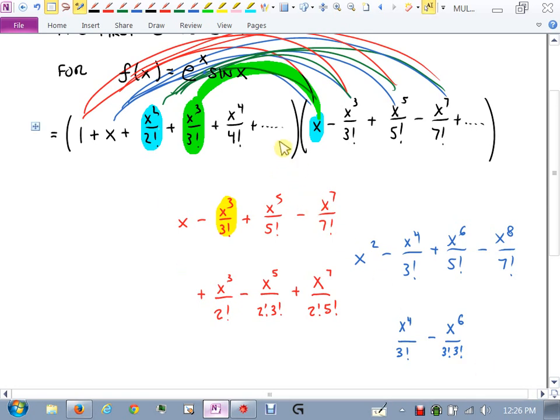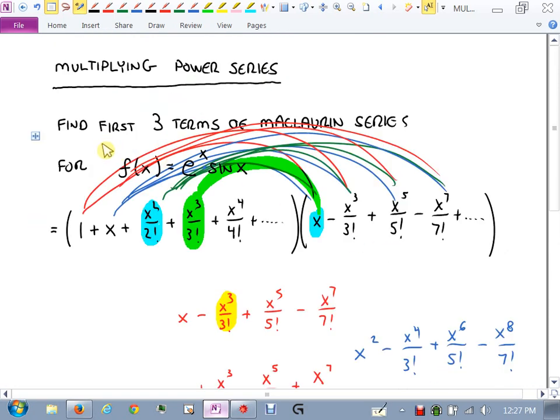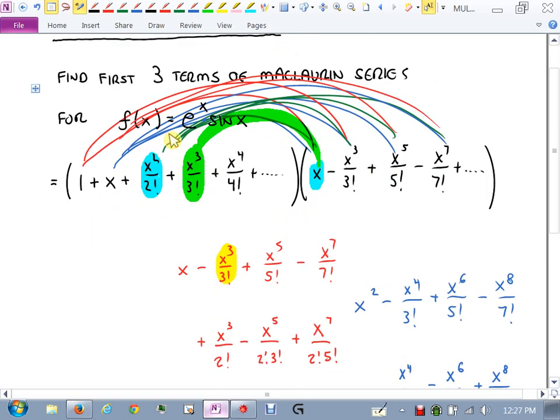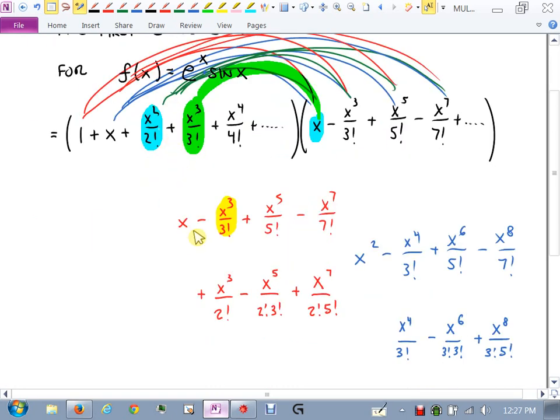Let's go another one here. This times this one, x to the 8th. So plus x to the 8th over 3 factorial times 5 factorial. And I think that's good, because what were we asking for? The first 3 terms. That means starting from the lowest power of x up.